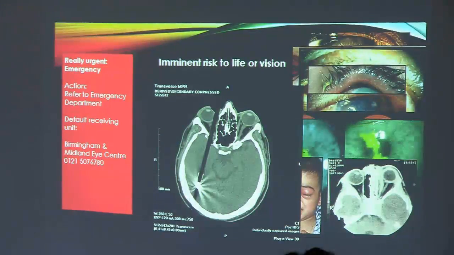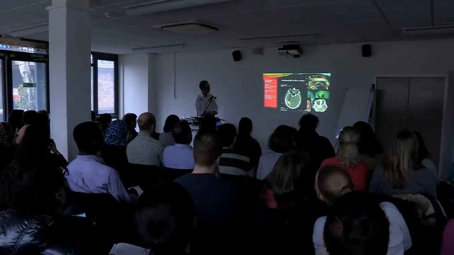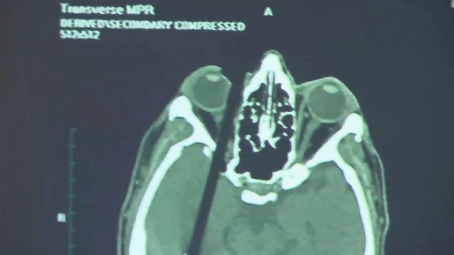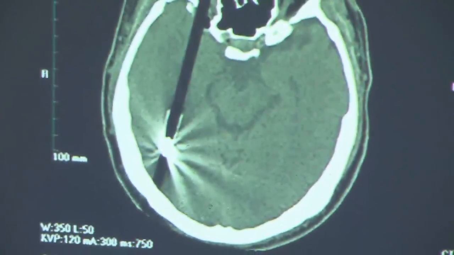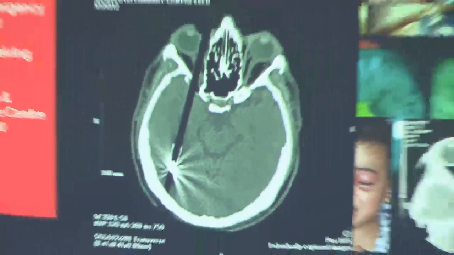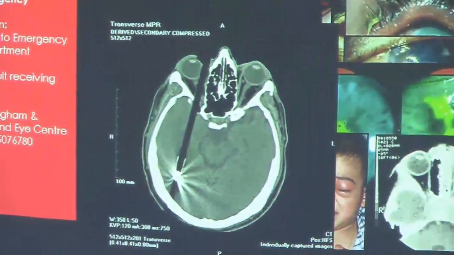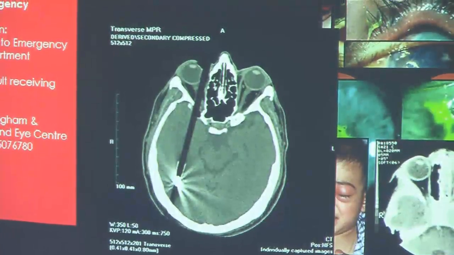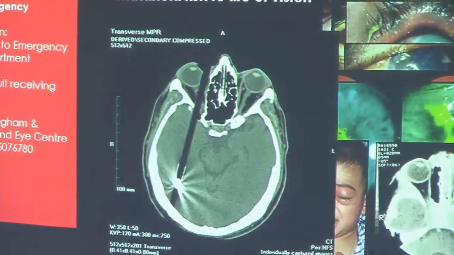Can anyone guess what this is? What foreign body that might be? It's a biro, so that's the tip of the biro, and that's the plastic shaft. And this is just in here to remind everybody that the eye centre is not a safe place to send people who have this kind of injury. So this is an eye injury, but it's not a good idea to send this patient to the eye centre because it's remote from emergency medical care. So it would be much more appropriate to send this to neurosurgery and then get us to see the patient.